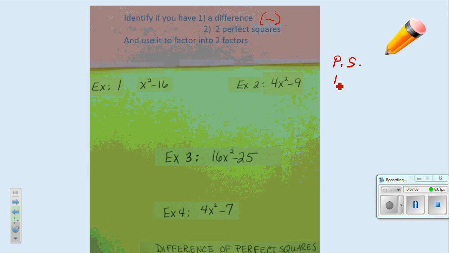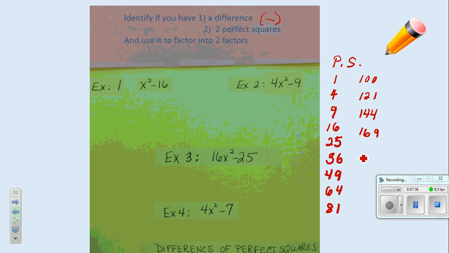Well, 1 times 1 is 1, 2 times 2 is 4, 3 times 3 is 9, 4 times 4 is 16, 5 times 5, 25, 6 squared, 36, 49, 64, 81. I'm helping you out here. Hopefully you're remembering them and recalling. 10 squared is 100, 11 squared, 121, 12, 144, 13, 169, 14, 196, 15, 225. Okay, so those are the first 15 perfect squares. So we use that to break this into two factors.